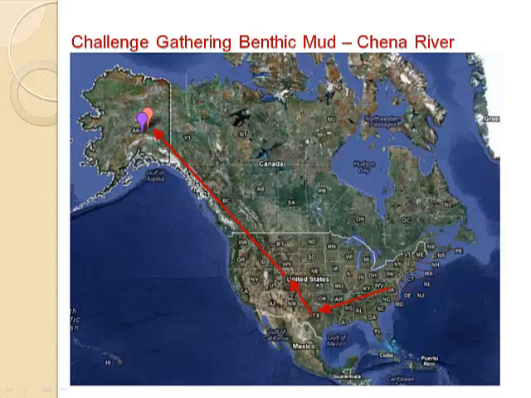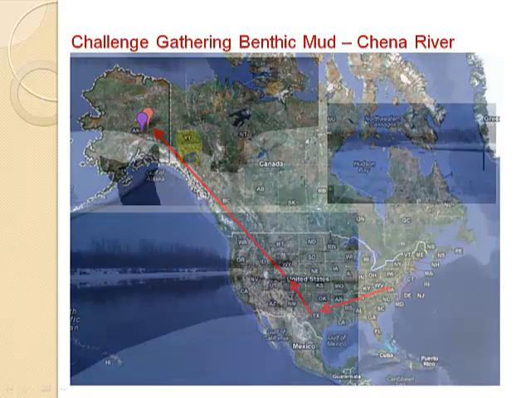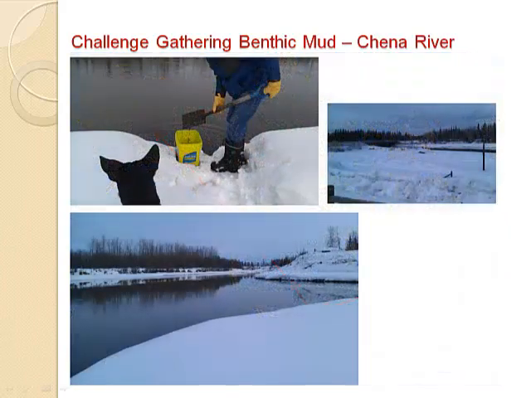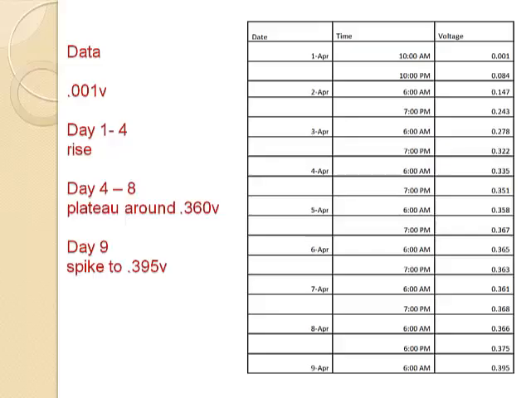I stopped in Denver and actually collected some benthic mud at the Cherry Creek Reservoir, but was unable to use it within the 24 hours to create my fuel cell. So in the end, I was able to find benthic mud at the base of the Chena River. The Chena River had some open water, and it flows through the center of Fairbanks.